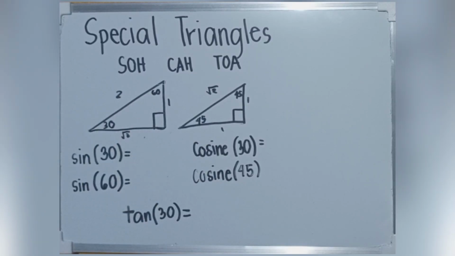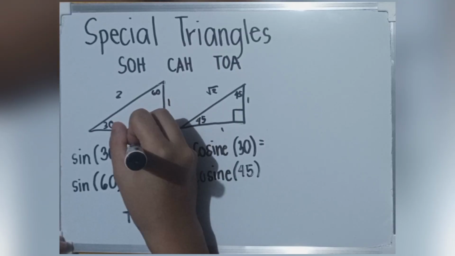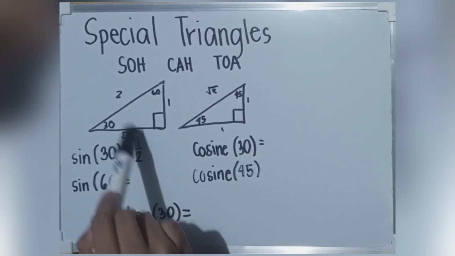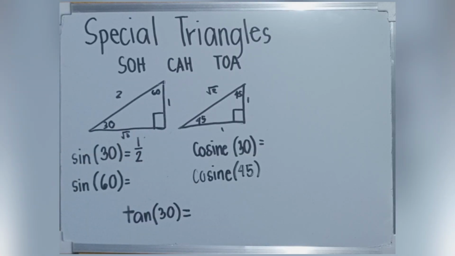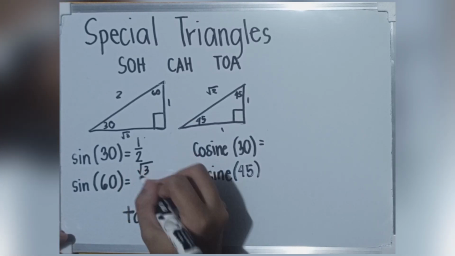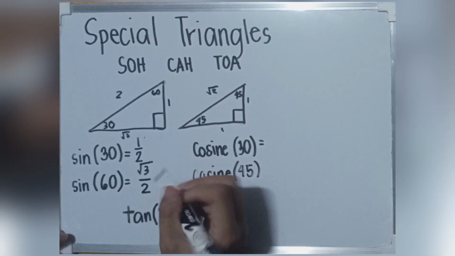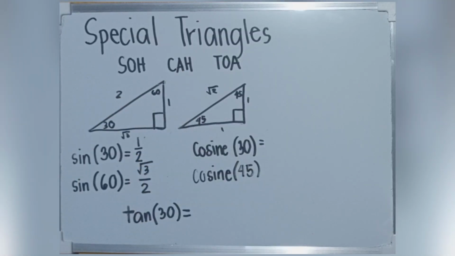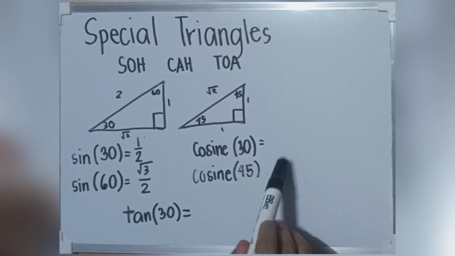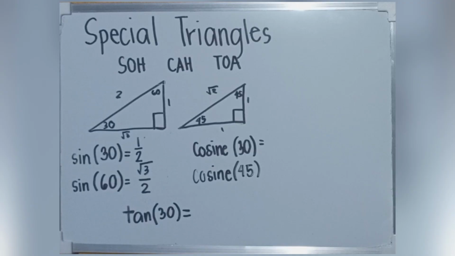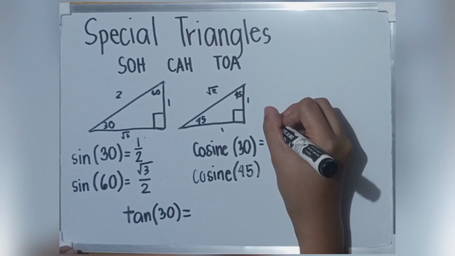So first, sine is the opposite over hypotenuse. So sine 30 is 1/2. Then for sine 60, the opposite and hypotenuse of the 60-degree angle is square root of 3/2. Then for the cosine 30, it is the adjacent and the hypotenuse. So the cosine of 30 is square root of 3/2.